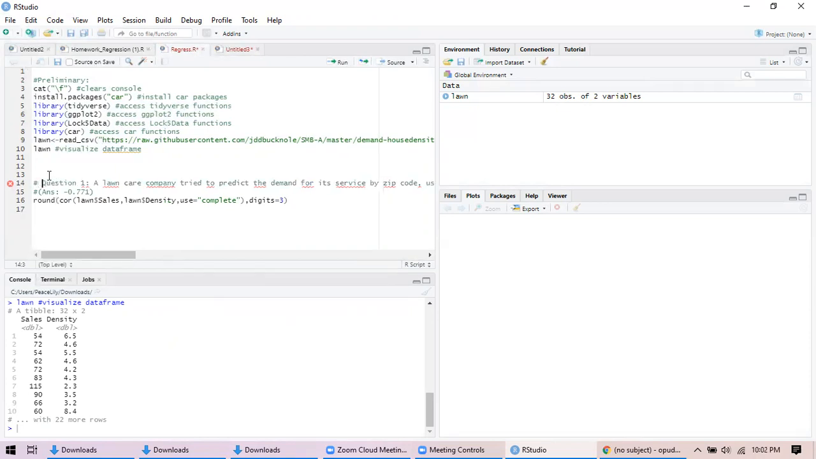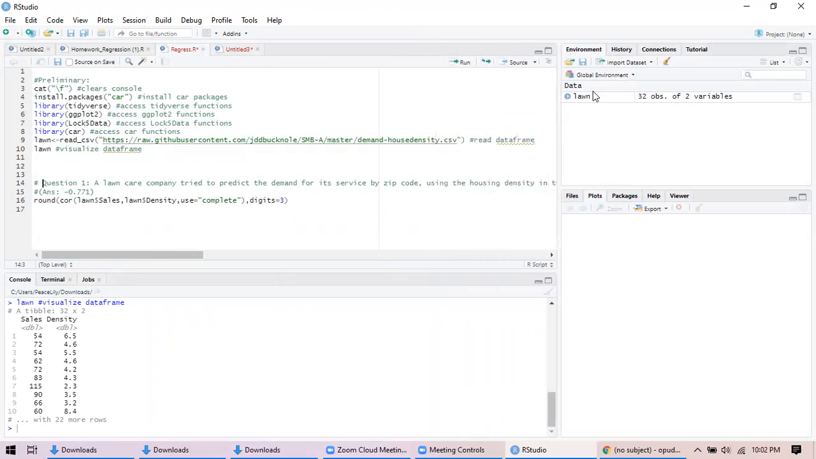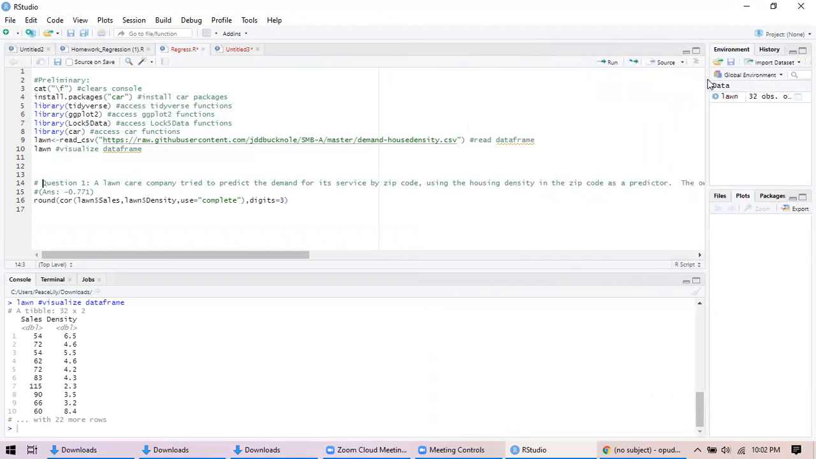So this is the question. I pretty much copied everything in here, so we don't have to go back and forth. I'm thinking about how to make this more simple. So what is this question 1 asking you? It says it right here. I kind of just typed it on line 14. It's saying a lawn care company tried to predict the demand for its service by zip code, using housing density in the zip code as a predictor.